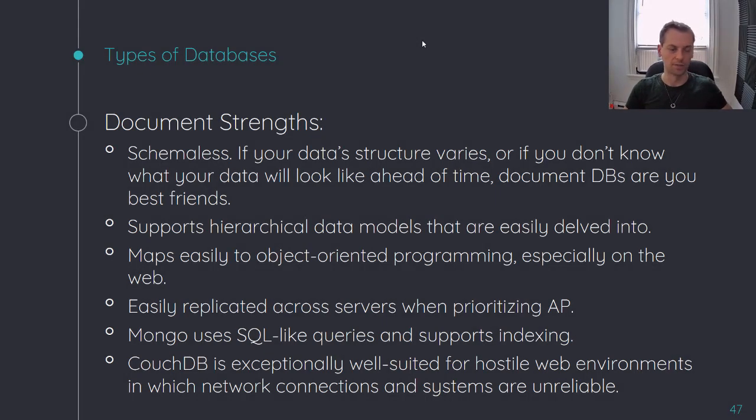So, document strengths. It is schemaless. If your data structure varies, or if you don't know what your data will look like ahead of time, document DBs will be perfect for you. They support hierarchical data models that are easily delved into, and they map easily to object-oriented programming, especially when you're working with JavaScript on the web.